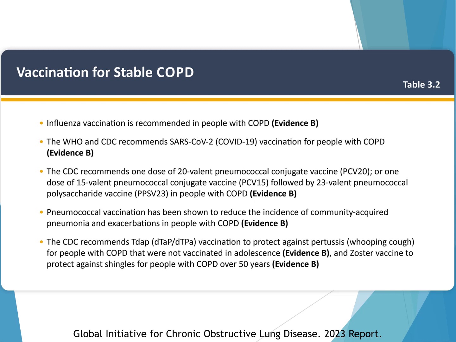The CDC recommends Tdap vaccination to prevent against pertussis for adults with COPD who were not vaccinated in their adolescence, and zoster vaccine to prevent against shingles once COPD patients reach the age of 50 or older, similar to the recommendations for the general public. So not much is new here, but just a good reminder as to the benefits of these vaccinations, as well as making sure that you're screening for things like this when you are seeing a patient for the first time, as well as follow-ups if it hasn't been addressed previously.